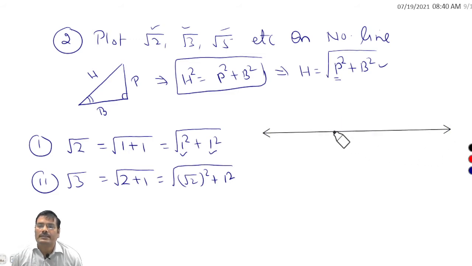If this is the origin, suppose that this is 1, this is 2, this is 3. To plot root 2, this is the 1, so we have to make a 90-degree angle here. If we make a 90-degree perpendicular from here, suppose that I am making the perpendicular with the help of this one.